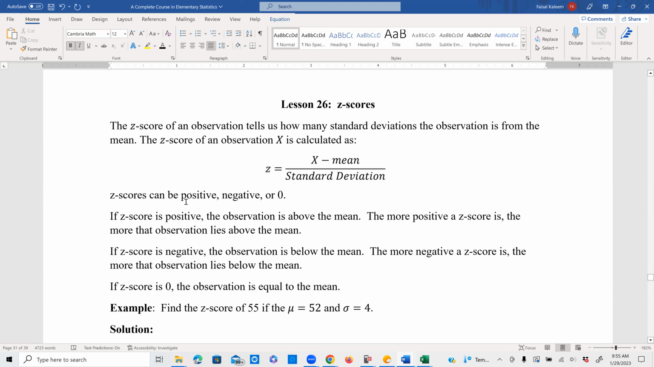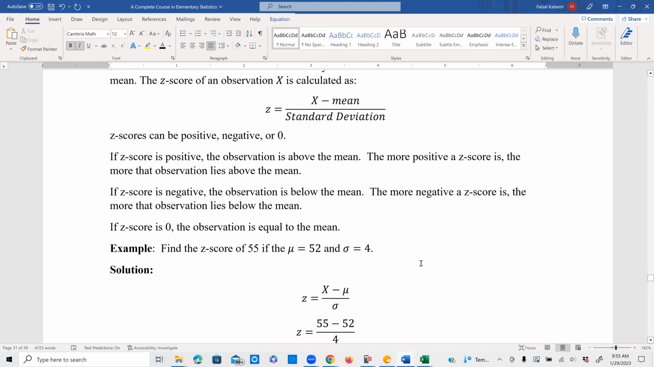Z-score can be positive, negative, or 0. If the Z-score is positive, the observation is above the mean. The more positive a z-score is, the more that observation lies above the mean. If z-score is negative, the observation is below the mean. The more negative a z-score is, the more that observation lies below the mean. If z-score is 0, then the observation is equal to the mean.